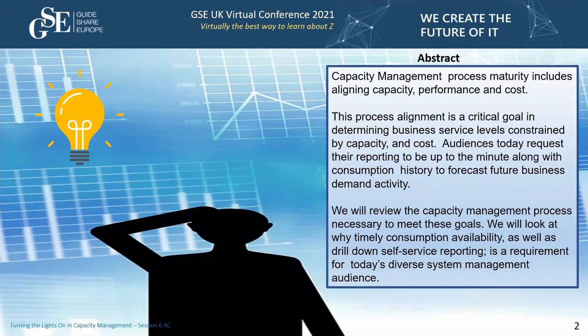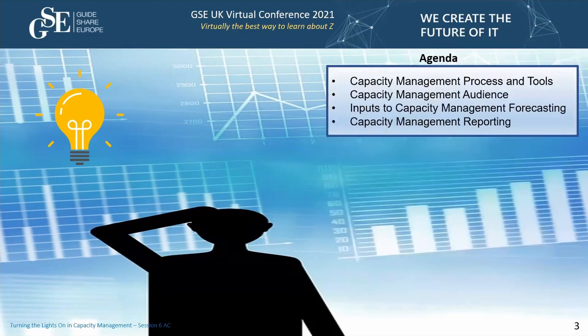So we're going to look at how we do that alignment, and we're going to look at some of the audiences within your organization that might be using the data, and we'll go through the capacity management process necessary to meet those goals. So, a little agenda. We're going to talk about process and tools. We'll talk about the audience. We'll talk about some of the inputs to the process and forecasting, and we'll talk a little bit about reporting.